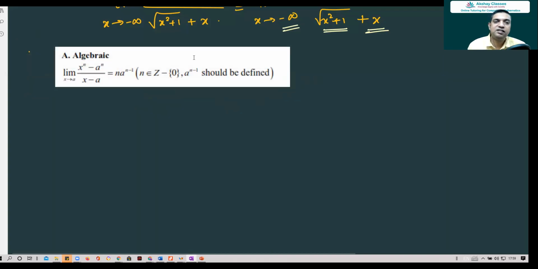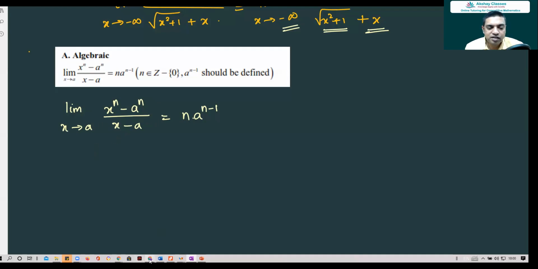So one of the standard algebraic limits, this is limit x tends to a, x to the power n minus a to the power n by x minus a. This is n a to the power n minus 1. This is a standard algebraic limit. We have to remember this, and it is not a difficult thing to remember. I will tell you L'Hospital's rule also. If you get stuck, you can use L'Hospital's rule to solve.